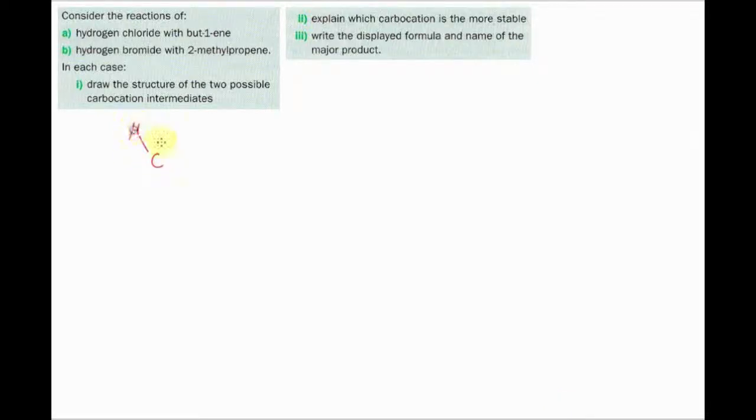So this means the double bond is on the first carbon. Being but means there's 4 carbons in our chain. So we can do this. And then we can say CH2, CH3. Rather than draw out all the bonds individually, we can do that. So we've got 1, 2, 3, 4 carbons in our chain, and the double bond is on position 1, on carbon 1 there. And we've got to think about if it's reacting with hydrogen chloride, like that, what's going to happen?